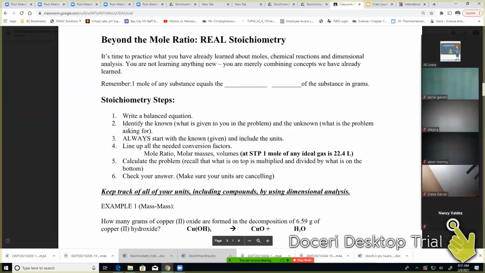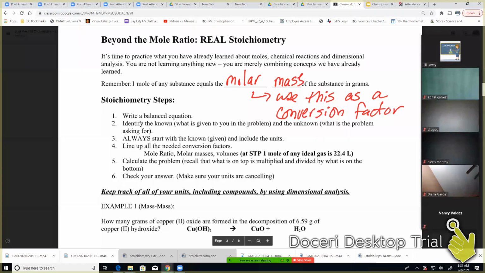So remember that 1 mole of any substance equals the molar mass of that substance. And we're going to use this as a conversion factor. We'll be using this along with our mole to mole ratio as a conversion factor, which is our coefficients.